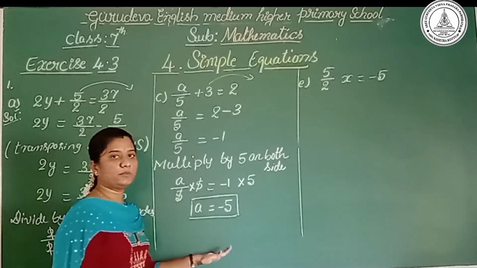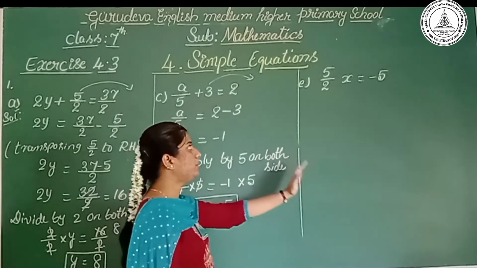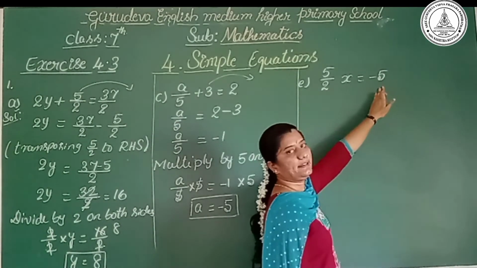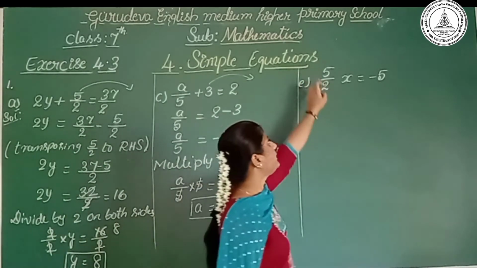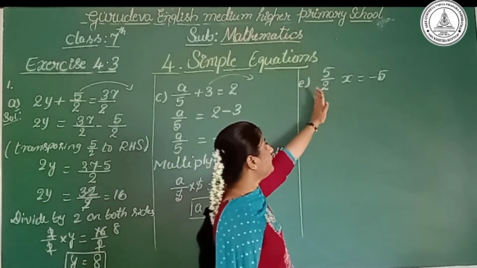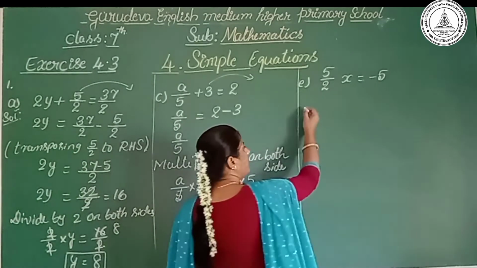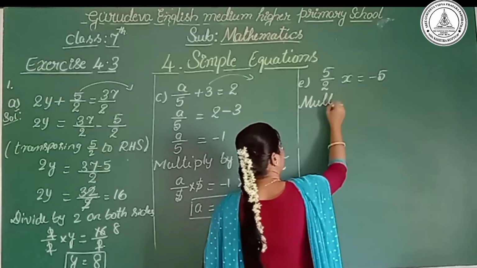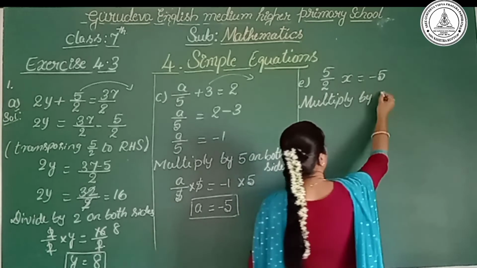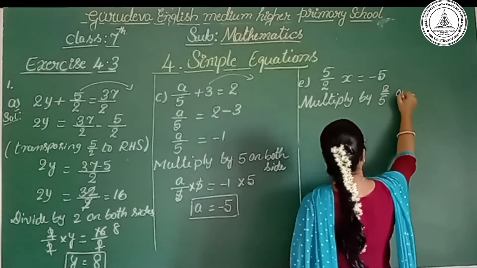At the same time you have to do the D equation. Then I will move to question E, that is 5 by 2 into x equals minus 5. You may observe here 5 by 2 into x. Here I will not use the transposing method; I will multiply by 2 by 5 on both sides. I will take the reciprocal to make it 1. The reciprocal of 5 by 2 is 2 by 5, on both sides.